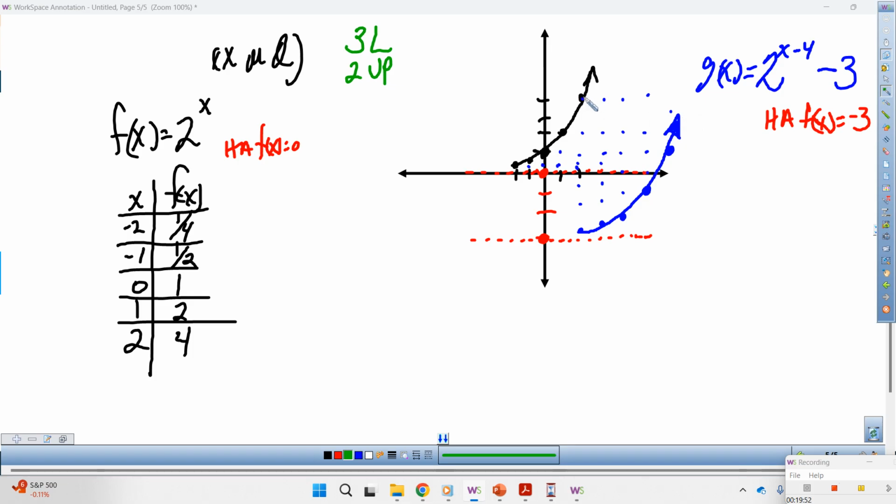So, from here, 1, 2, 3, 2 up, 1, 2. This one, 1, 2, 3, 2 up, 1, 2. This one, 1, 2, 3, 1, 2. This one, 1, 2, 3, 1, 2. This one, 1, 2, 3, 1, 2.